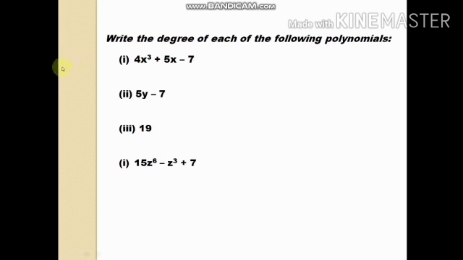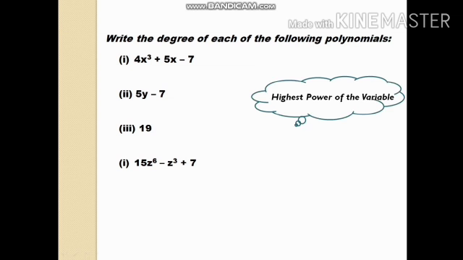Let's solve another question. Write the degree of each of the following polynomials. So let's recall what is the meaning of degree. Yes, degree is the highest power of the variable. So in this first part, 4x cube plus 5x minus 7, you can easily see here the maximum power of the variable is 3. So the degree of this first polynomial is 3.